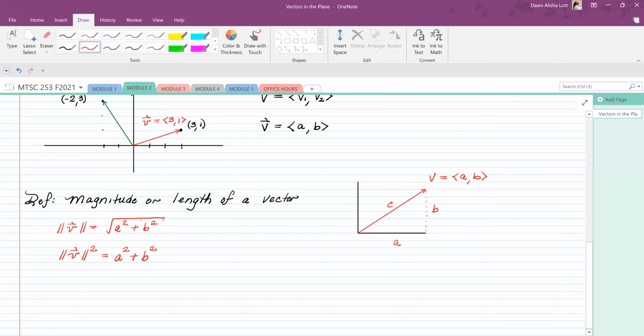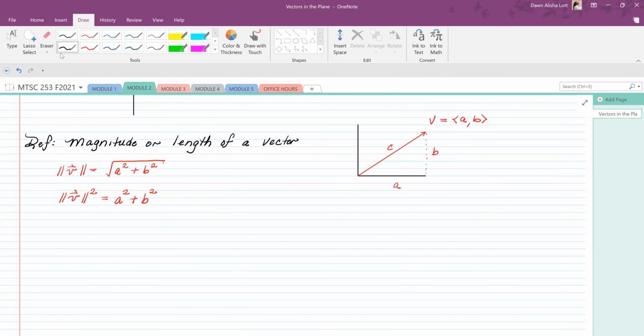So for example, if I have the vector v, and v is the vector minus 1, 3, then the length of v squared is 1 squared, negative 1 squared, plus 3 squared, which is 10. So therefore the length of v is the square root of 10. Okay.